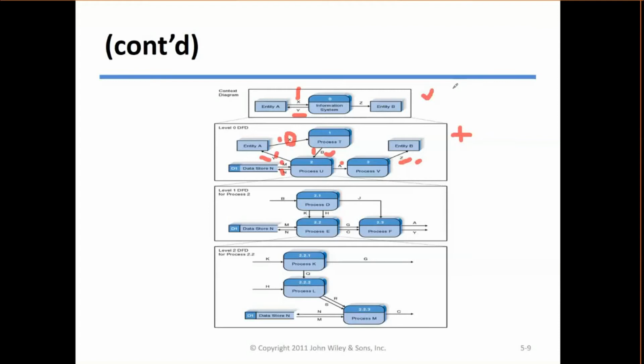So the 3, X, Y, Z here, note this point, the 3 X, Y, Z here, and the same must be here. This is called balancing.